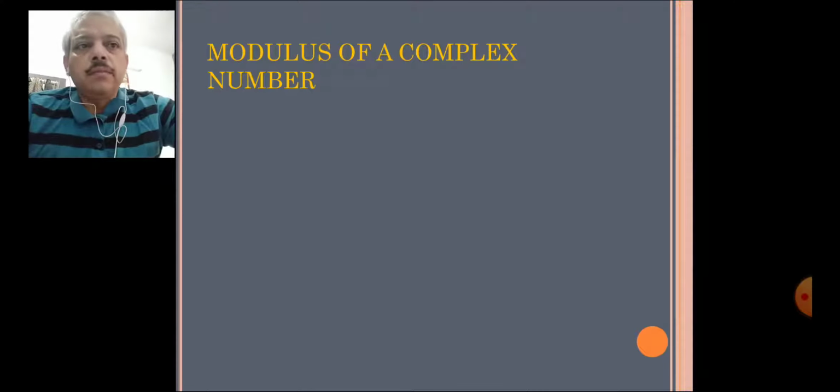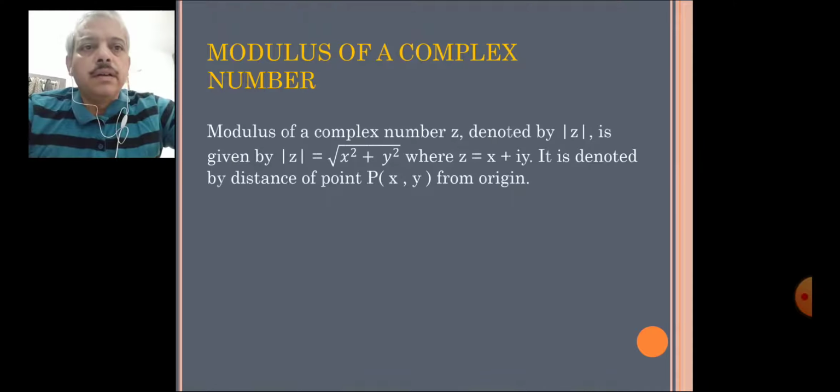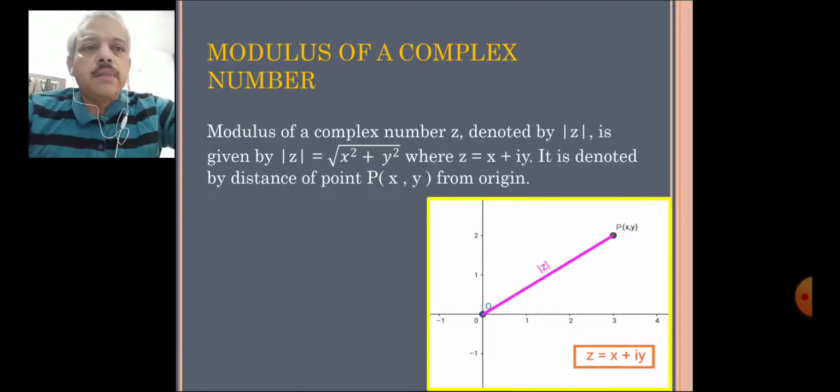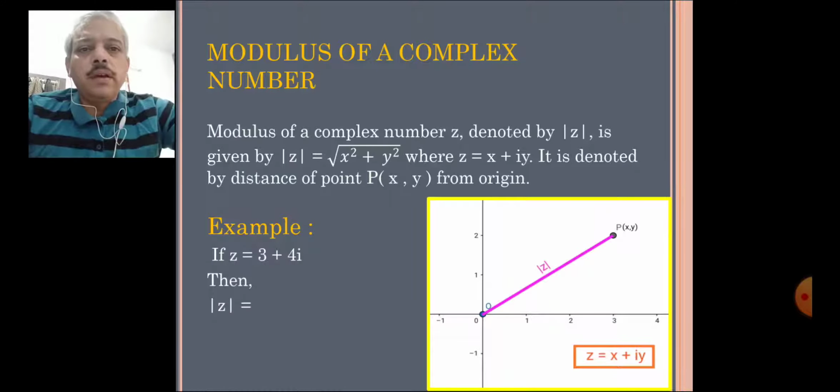Modulus of a complex number. Modulus of a complex number is denoted by mod of z and is given by mod of z is equal to under root of x square plus y square. Geometrically, it is denoted by the distance OP, between the points P and O. So this distance OP is the modulus of a complex number. Let us take an example. If z is equal to 3 plus 4i, then modulus of z will be equal to under root of 3 square plus 4 square, that is, 9 plus 16, which is equal to 5.